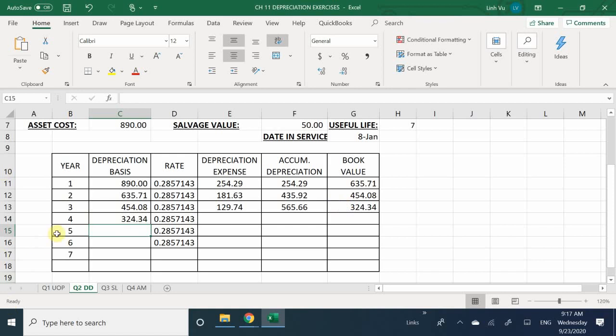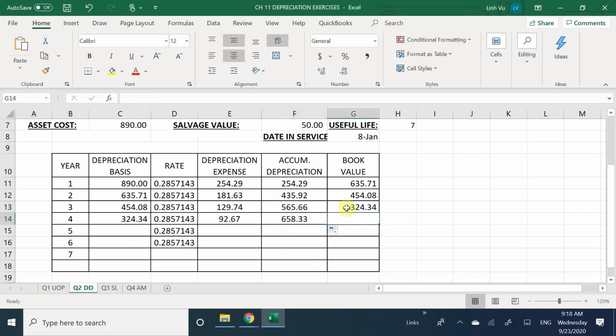Okay, we're almost done here. So what is going to be my depreciation expense for year 4? 92.67. Okay. And my accumulated depreciation is going to be 658.33.